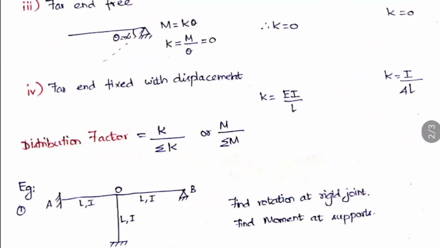If you take this question, there are 3 members connected to a single point. OA, OB, OC are the 3 members given, and the question is to find the rotation at the rigid joint. Here O is the rigid joint, and there we have to find the rotation. And you have to find the moments at the supports, that is at A, B and C. So the idea which we studied in this moment distribution, we will apply and find the rotation and moment here.